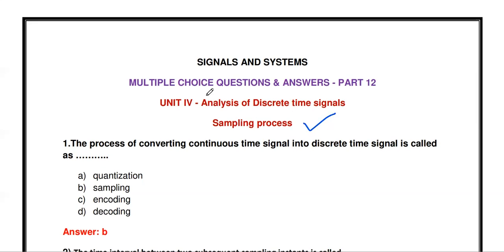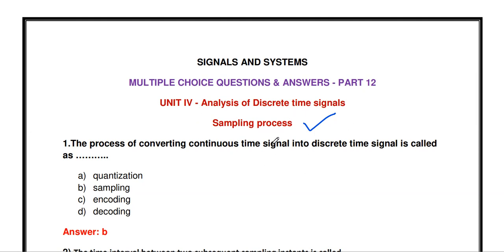First, what is meant by sampling? Sampling is nothing but a process of converting the continuous time signal into a discrete signal. The x of t we must convert into x of n, that is called the sampling process.